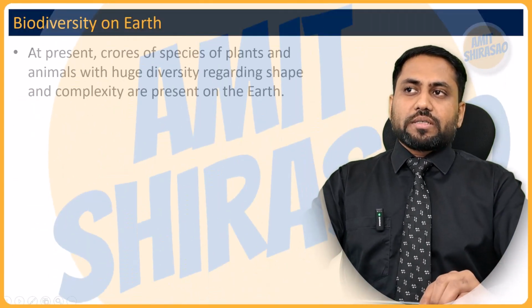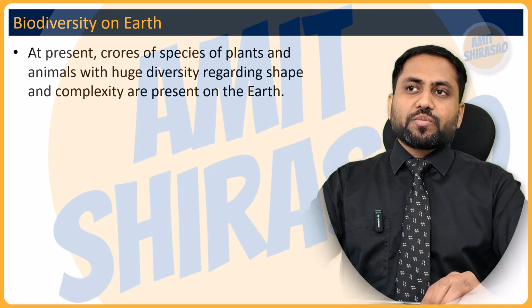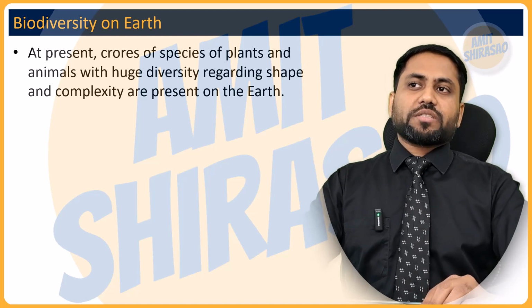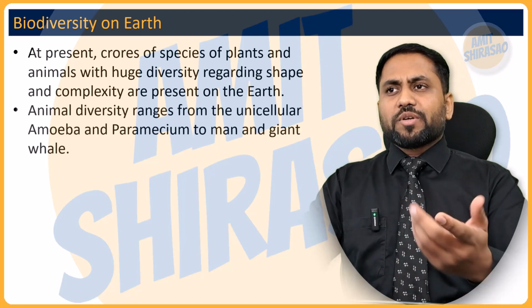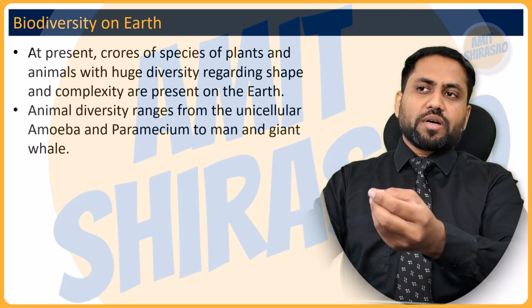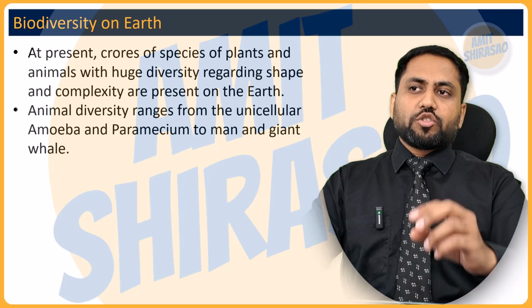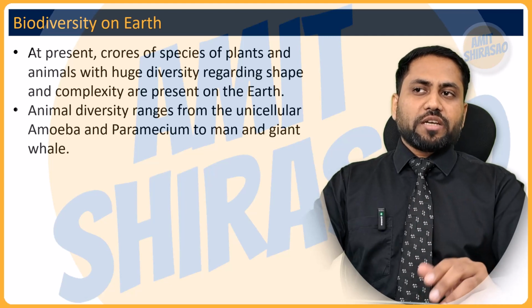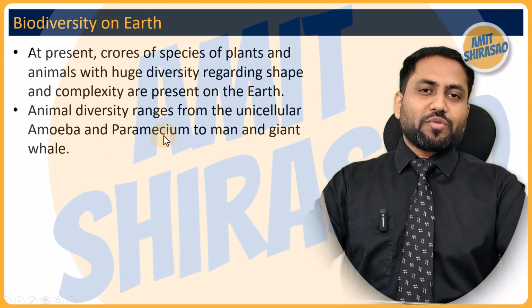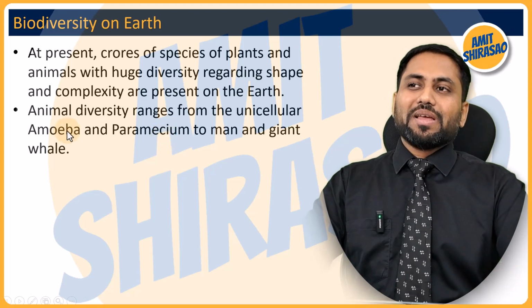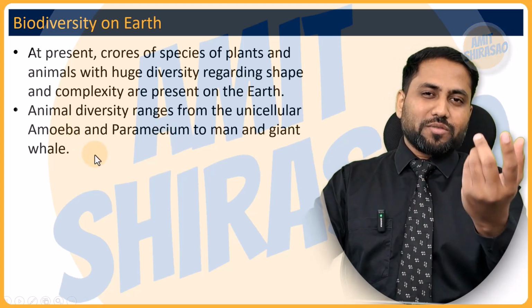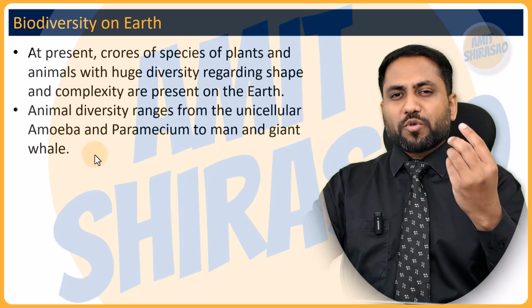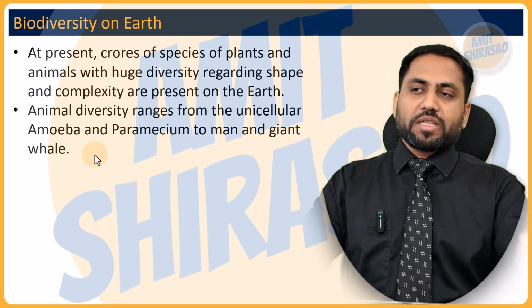Biodiversity on Earth. At present, crores of species of plants and animals with huge diversity regarding shape and complexity are present on the Earth. Animal diversity ranges from unicellular amoeba and paramoecium to man and giant whale. So paramoecium, you should be aware of what it is. It's a unicellular organism. Amoeba also, you should be aware of it. It was one of the first, or probably the first living organism, called amoeba.